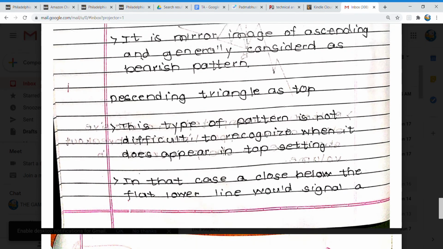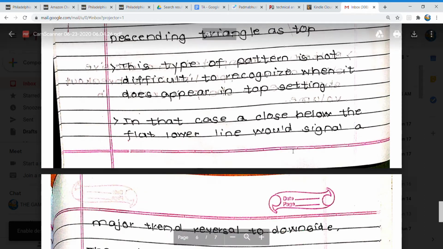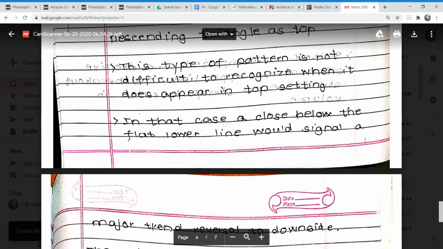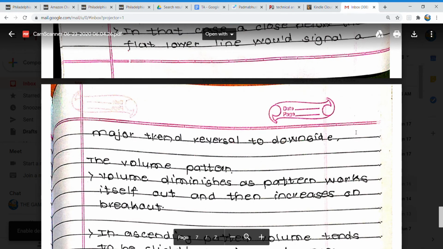Descending triangle as top. This type of pattern is not difficult to recognize when it does appear in a top setting. In that case, a close below the flat lower line would signal a major trend reversal to the downside.